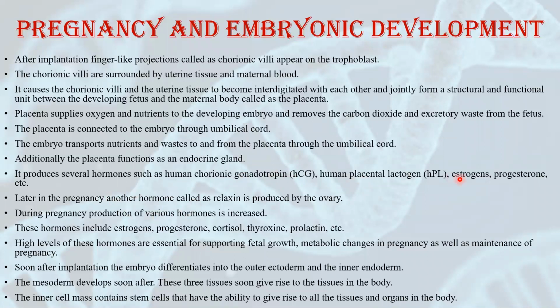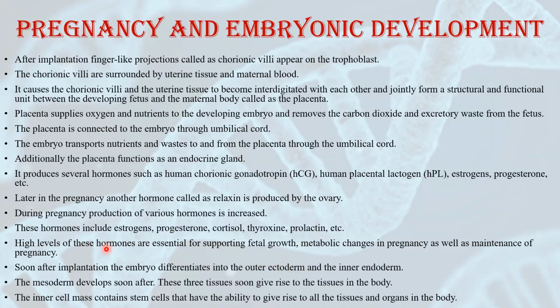Now, along with these four hormones, in the later stages of pregnancy another hormone called relaxin is also produced. Relaxin is responsible for the delivery process. During pregnancy, production of various other hormones is also increased. These hormones include estrogens, progesterones, cortisol, thyroxine, prolactin, etc. High levels of these hormones are essential for supporting fetal growth, metabolic changes in pregnancy, as well as the maintenance of the pregnancy.